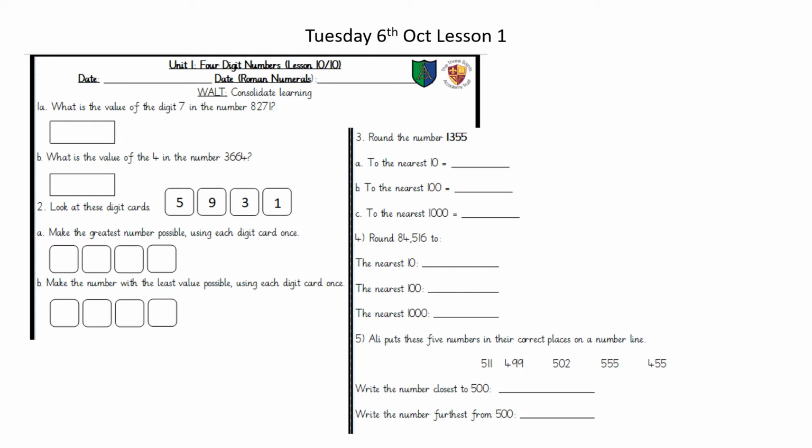Number 2, look at the digit cards, 5, 9, 3 and 1. Make the greatest number possible and make the smallest number possible. You can only use each digit card once. Think very carefully about where you place each digit and why you choose to place it there. You could write me an explanation as to why you choose to place each digit in which column.